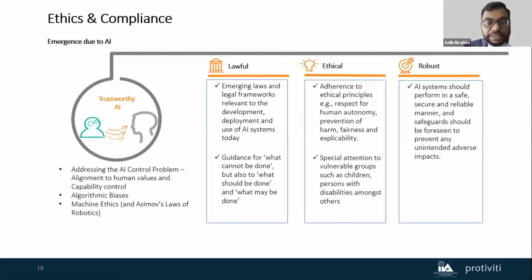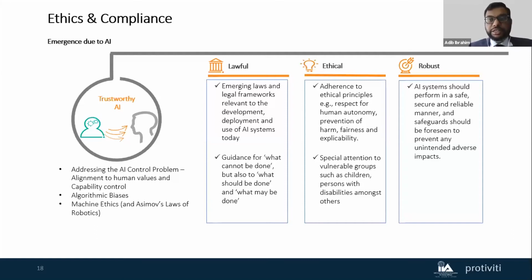The second area is around ethics and how do we build ethical principles into the conversation around technology, and how do we give special attention to, it could be, vulnerable groups, special interest groups, and things like that as well.